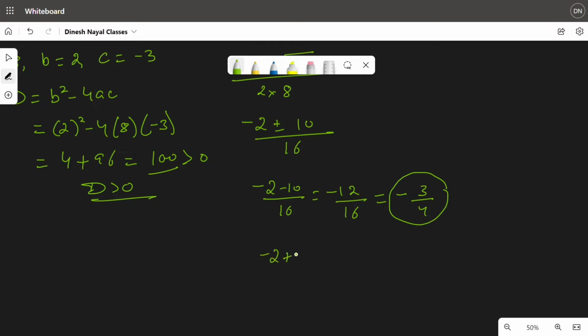For the other root, minus 2 plus 10 by 16, which is 8 by 16. Solving it, this will be 1 by 2. Hence the two roots are minus 3 by 4 and 1 by 2.